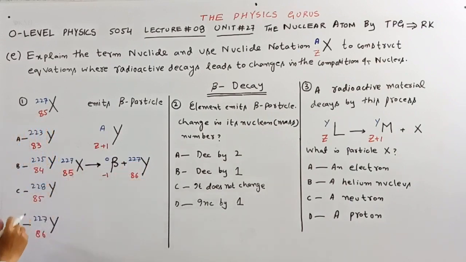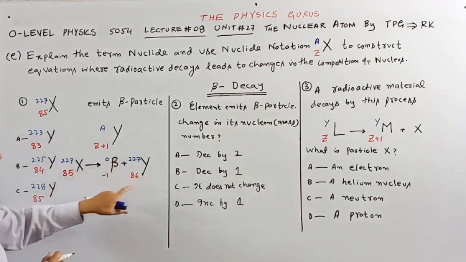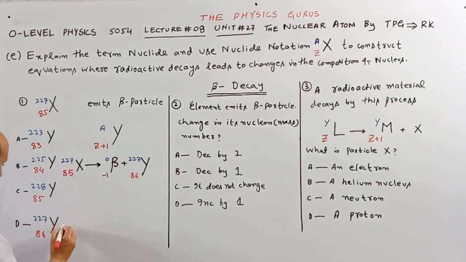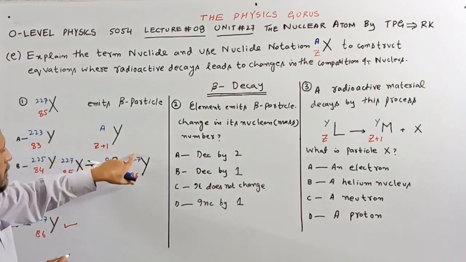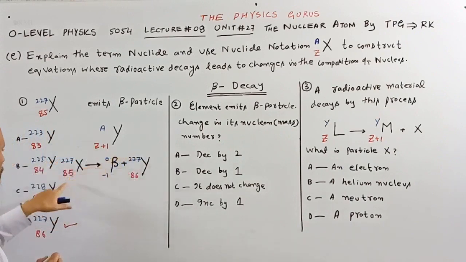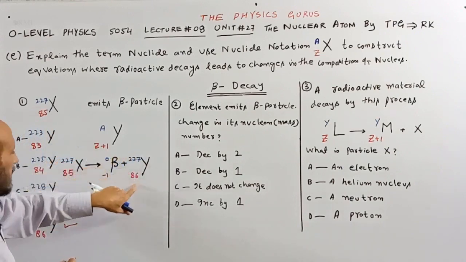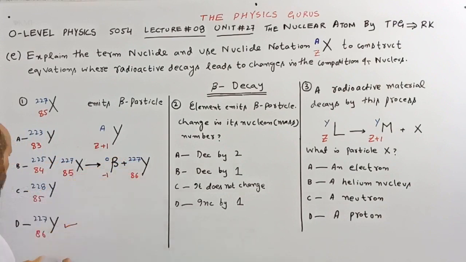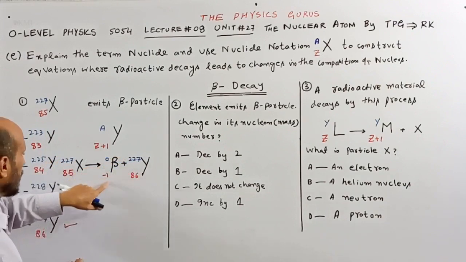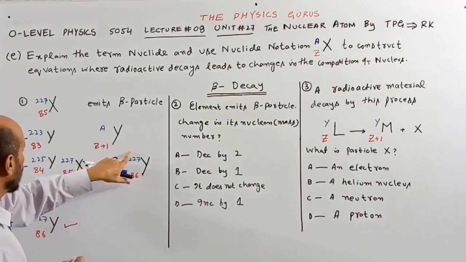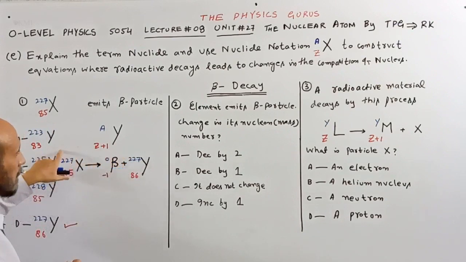So which option is the correct option? 227 and 86. So obviously option D is the correct option. 227 will remain as it is, and 85 will be increased by 1, so it will be 86. And now we can see, 86 minus 1 is equal to 85, 227 plus 0 is equal to 227.